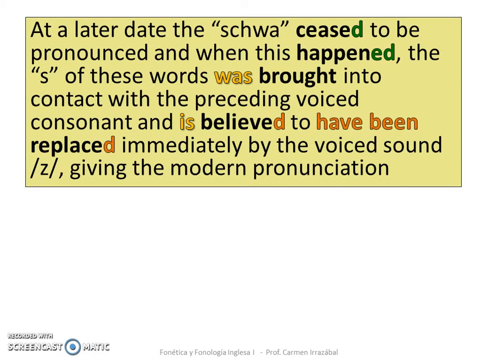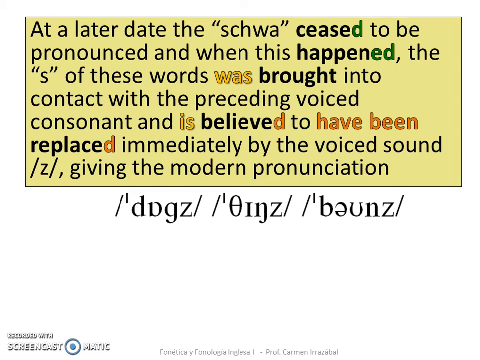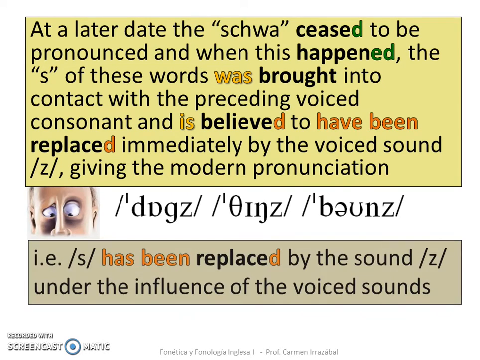Later on, the schwa ceased to be pronounced, and when this happened, the voiceless alveolar fricative sound of these words was brought into contact with the preceding voiced consonant, and is believed to have been replaced immediately by its voiced alveolar counterpart, giving the modern pronunciation we have today: dogs, things, bones. That is to say, the voiceless alveolar fricative has been replaced by the voiced alveolar one, under the influence of the neighboring voiced sounds.